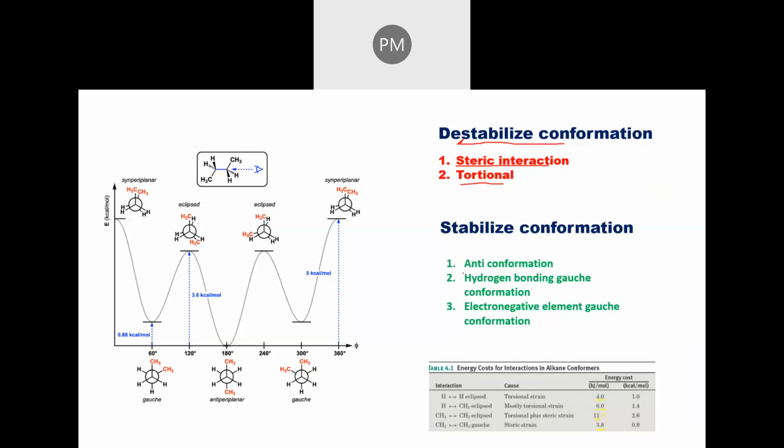And what stabilizes the conformation? Like if the conformation is anti-conformation. Anti-conformation means the more bulky groups are anti to each other. This will be the more stable conformation. Then we have to find out if any hydrogen bonding or gauche type conformation is present in that molecule. And next we have to find out any electronegative element present due to the gauche conformation.